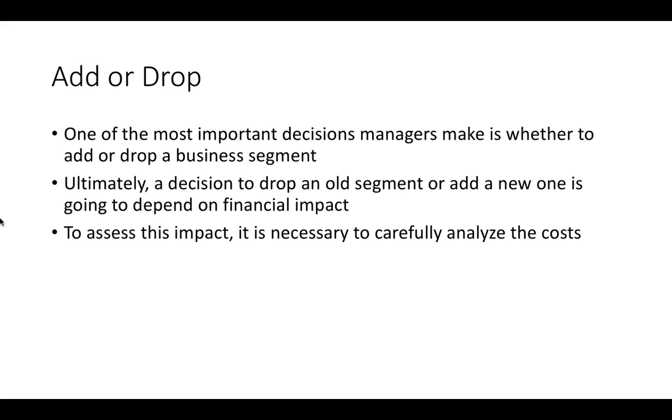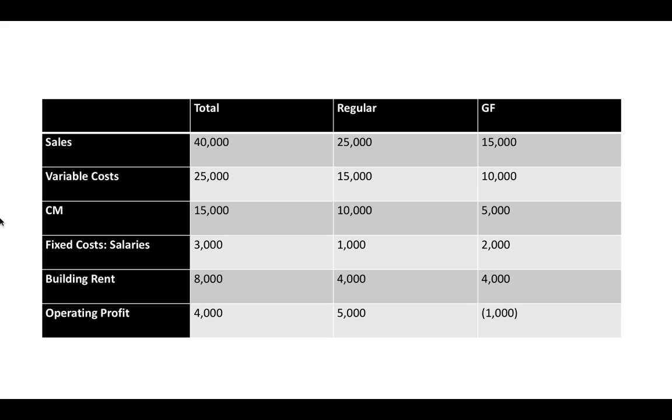Let's see the data. So here you can see the cost data for the selling and production of regular loaves of bread, the cost data for the business of gluten-free bread, and the totals for both. You may think that it is an obvious decision to drop the gluten-free line, as their profit is actually negative. But to carry out this decision, let's see what happens to the totals if we were to eliminate the line.